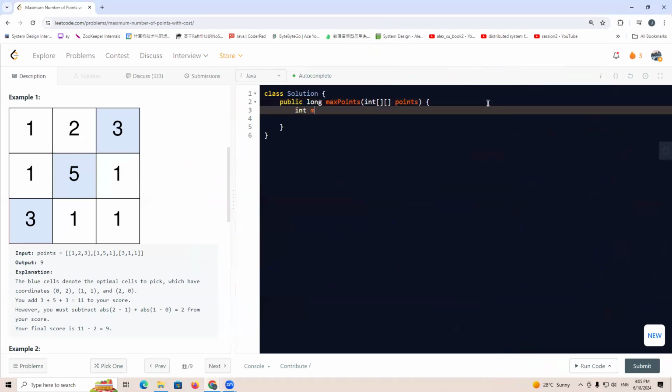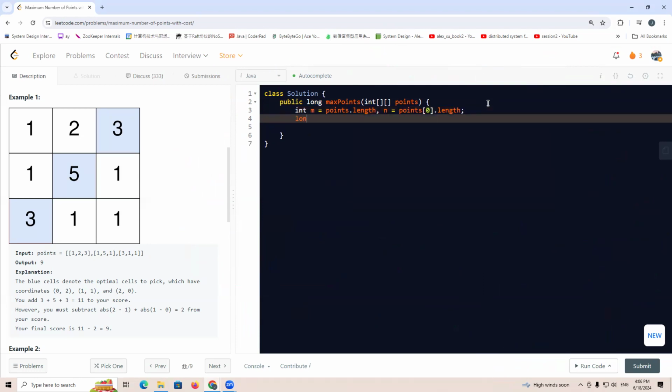We are going to have int m equals points dot length, right? And n equals points 0 dot length. And we are going to have long dp, okay? dp equals new long m multiplied by n. So we know dp i j means at row i, column j, what's the maximal points we get so far, right?